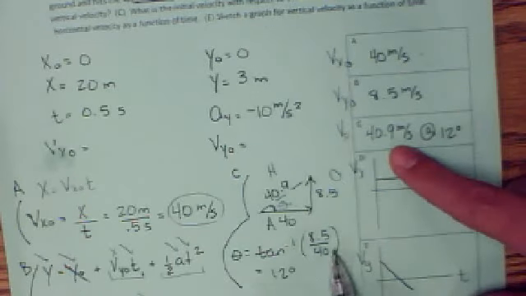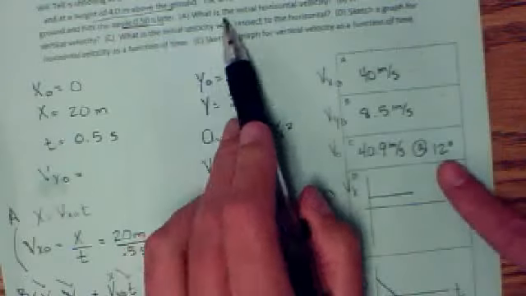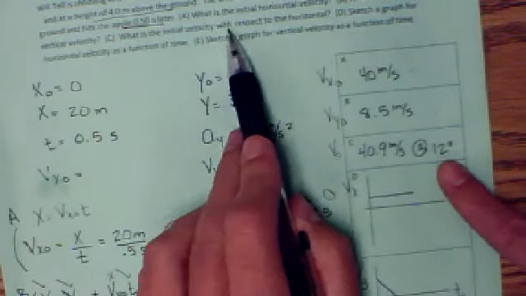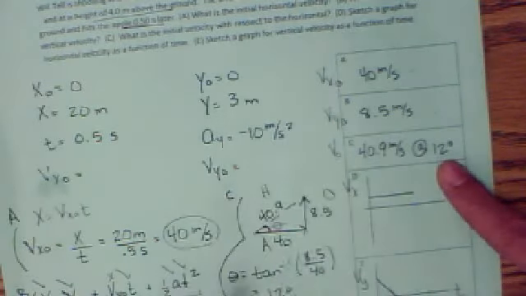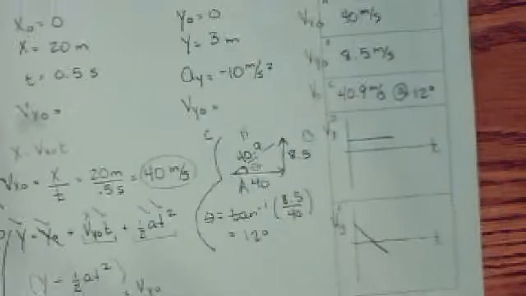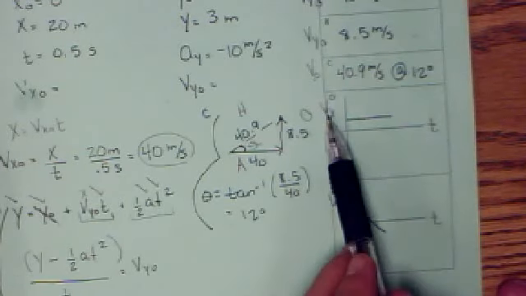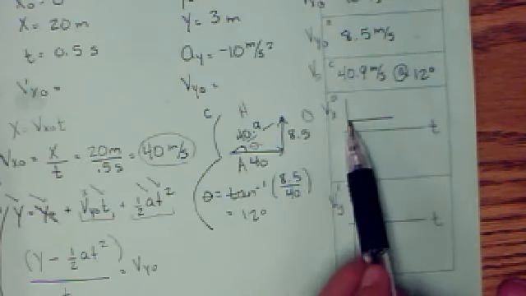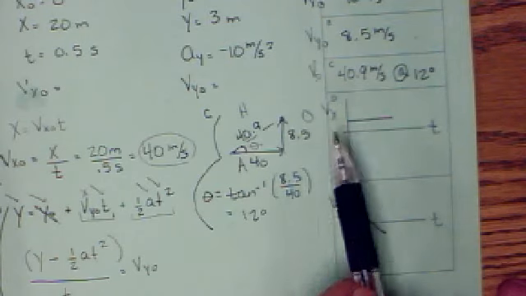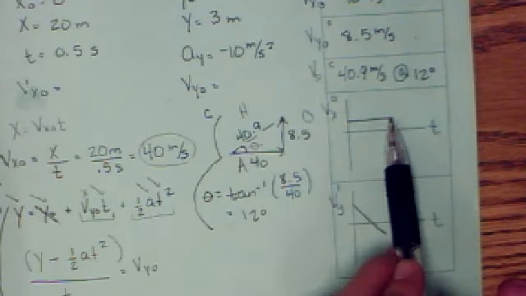So when I plug this in, I get 12 degrees. That is 12 degrees with the horizontal. And the question is, find the initial velocity with respect to the horizontal. It's 12 degrees. Okay, so I've got A, B, and C. D, I have to sketch a velocity time graph in reference to horizontal velocity. Since there's no acceleration or deceleration horizontally, my horizontal velocity stays constant.